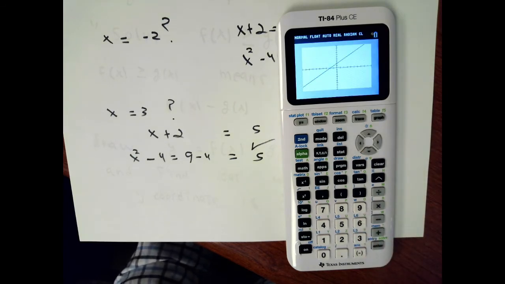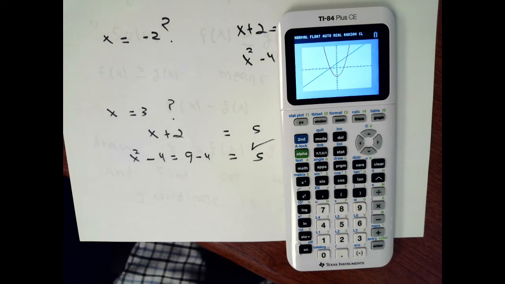There's y equals x plus 2. There's y equals x squared minus 4. And as you can see, they intersect in two different places. I want to demonstrate how you use the built-in calculator routine in order to find the points of intersection.